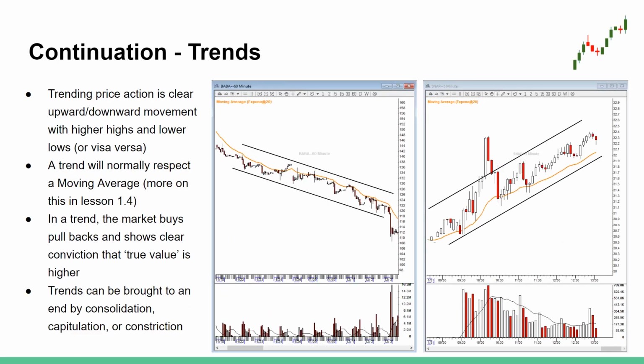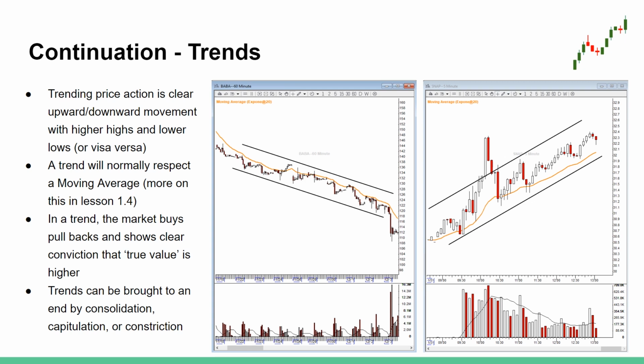The first market cycle that we're going to talk about is continuation, or trending price action. This is price movement that is clearly upward or downward in one direction. Typically it will move within a channel, and typically it will respect a moving average. More on moving averages in lesson 1.4. So in a trend, the market is consistently buying pullbacks and showing clear conviction that true value is higher. Or in the case of a downtrend, it's selling pullbacks and showing you that the value of the stock is lower.